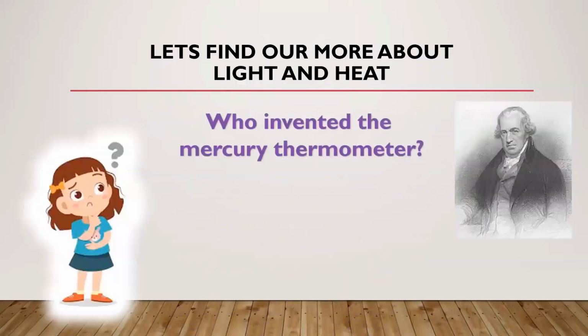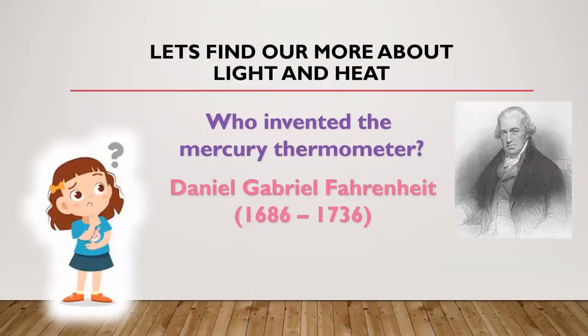So, who invented the mercury thermometer? Well, thermometers are used to measure how hot something is. Daniel Gabriel Fahrenheit was the scientist who invented the mercury thermometer. This thermometer that he invented has a scale, and this scale accurately measures how hot something actually is.